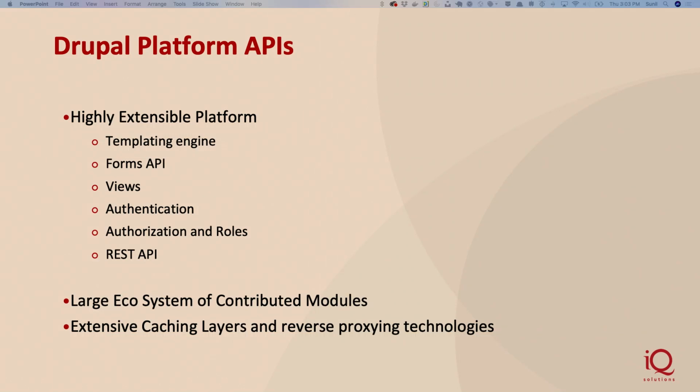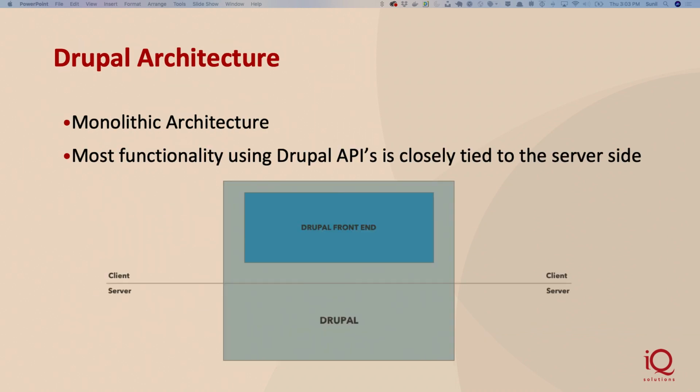It's extensible in the sense that it's got pretty much everything you need. There would be no reason to decouple it. It's got a huge, large ecosystem of contributed modules, an extensive caching layer built right into it. Now with Drupal 8, even better, and then all the reverse proxying technologies like Varnish, that help it become even faster. So it's really great in that sense. I think where we feel the need for decoupling is it is kind of monolithic in architecture, and you've got to do things the Drupal way, and everything is closely tied server side. Of course you can pretty much do anything, but it's this monolithic architecture that kind of wants you to break out of it.